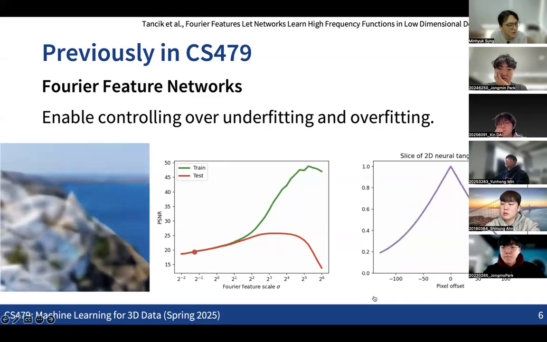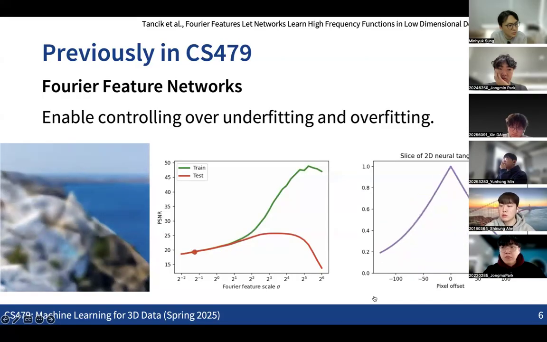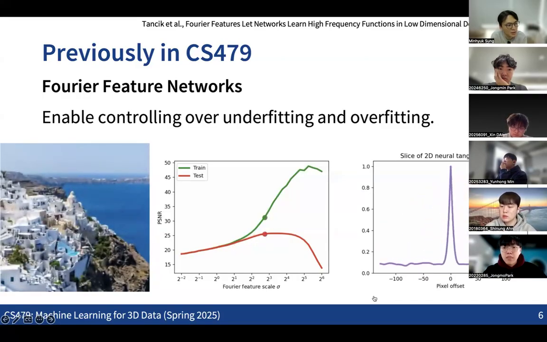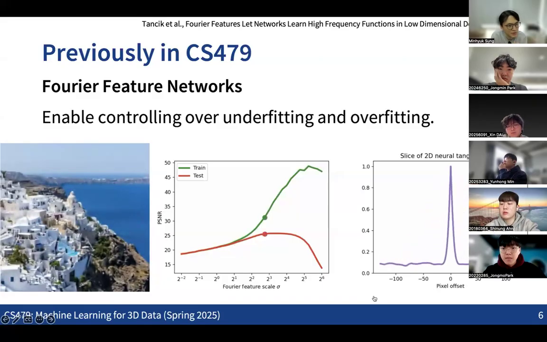So depending on the task and the input data that we have, we can control the frequency of the sine and cosine functions to control this underfitting and overfitting. These are some of the technical ideas in terms of how we make implicit neural representations.